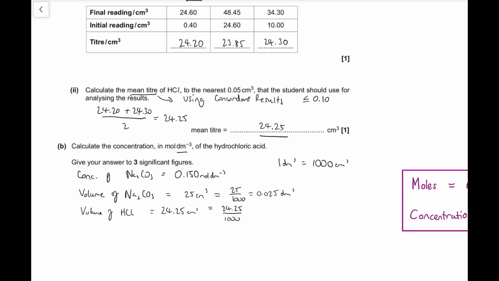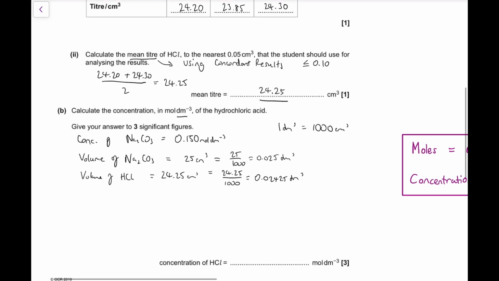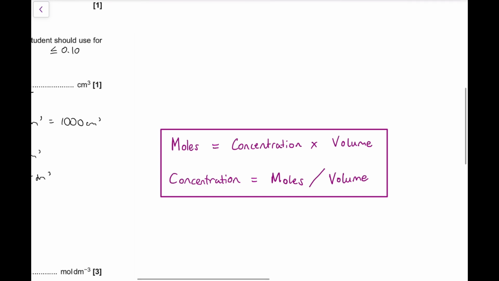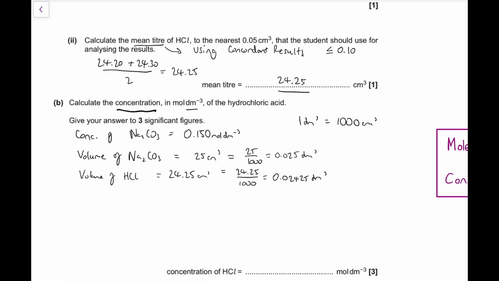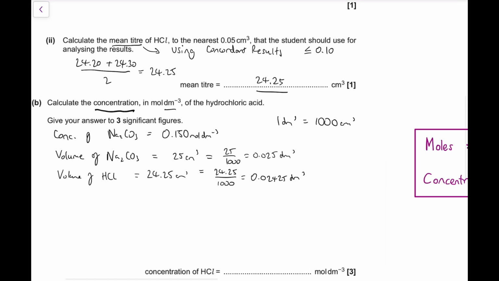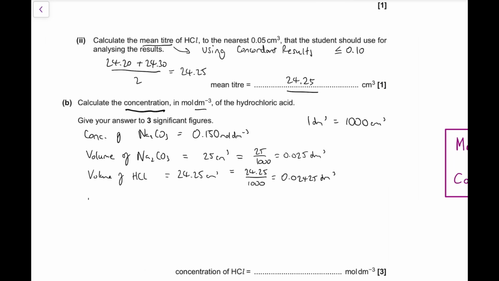Let's take a quick look at the formula which we will be using for this question. We already know the volume of HCl, and in order to find the concentration, we also need to know the moles of HCl. Since we can't immediately calculate the moles of HCl, we can first calculate the moles of sodium carbonate because we know the concentration and volume. Using the equation moles equals concentration times volume, we can simply put in the values and we get an answer of 3.75 times 10 to the minus 3.